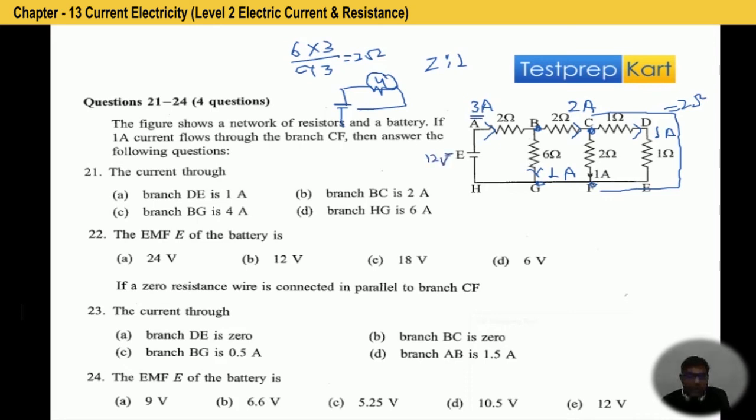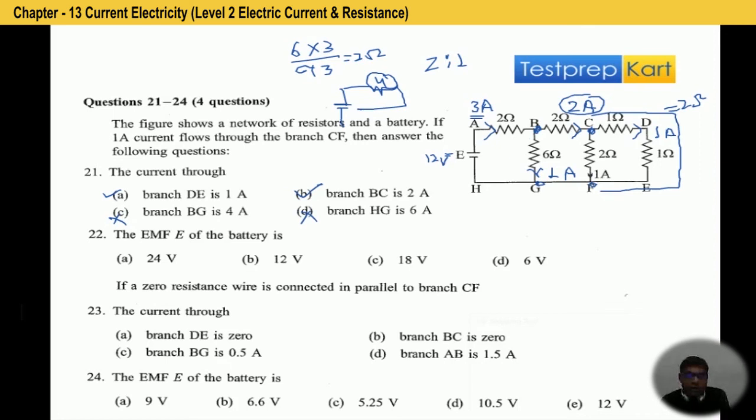Now we can answer all these questions. First, the current through branch DE is 1 ampere. It is right because DE is in series with this. It means option A is correct. Next, in branch BC is 2 ampere. We can see here, after applying KCL, the current in branch BC is 2 ampere. Branch BG is 4 ampere. It is not right. Branch HG is 6 ampere. It is also not correct. So it means options A and B are correct in question number 21.